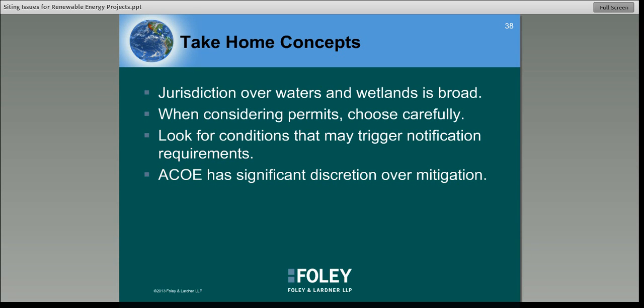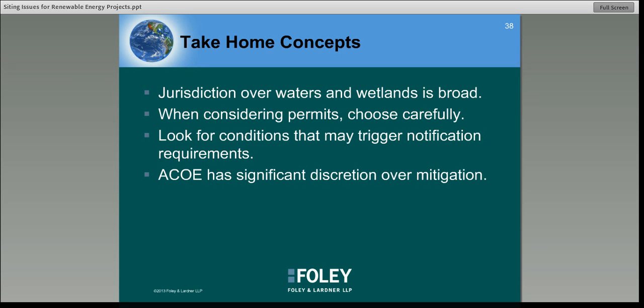That's a quick overview of things to consider when you're looking at wetland issues for an alternative energy project, but a few take-home concepts to remember. Clean Water Act jurisdiction is really broad. Don't rely on a casual assessment of jurisdiction. Even if it doesn't seem to you to be connected to navigable waterways, it doesn't mean that the government isn't going to take a position that it is.